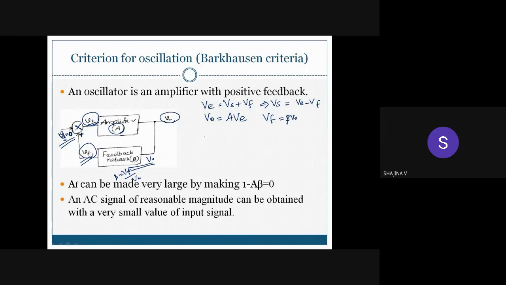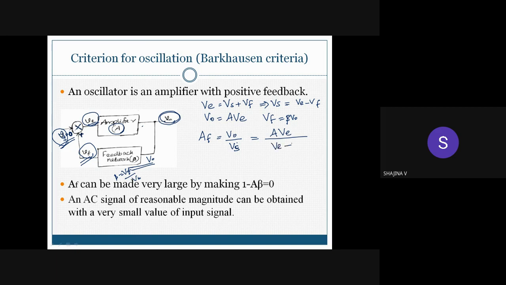Now, what will be my gain with the feedback? AF in this case. Gain with the feedback means Vout divided by Vs, not Vi. It is the complete gain that we are considering. So Vout divided by Vs, where Vout is equal to A into Ve, divided by Vs, which is equal to Ve minus Vf.